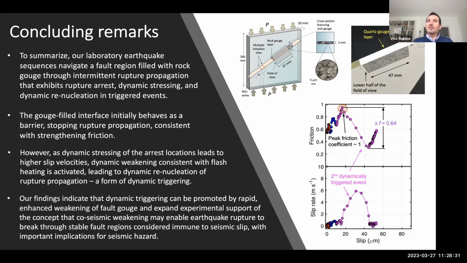Our findings have important implications for earthquake hazard assessment, because they indicate that you can have barriers to earthquake propagation that you may think of as unpassable and immune to seismic slip. However, if you have dynamic processes that can increase the slip rate and trigger dynamic weakening mechanisms, then they can be penetrated by dynamic ruptures. Okay, so I will stop here, and I will be happy to take any questions you may have.